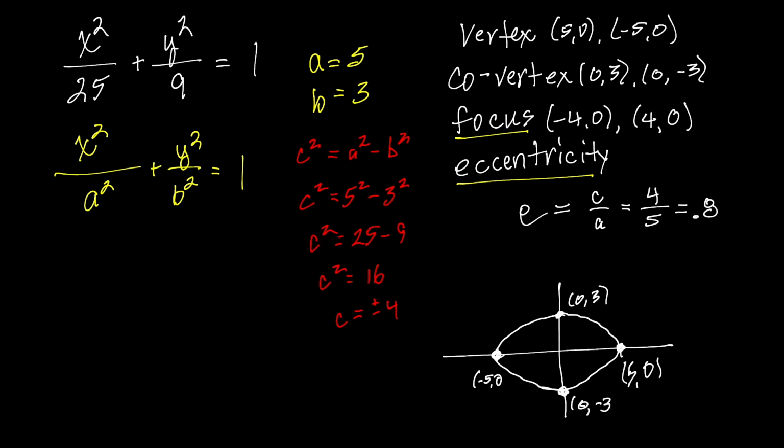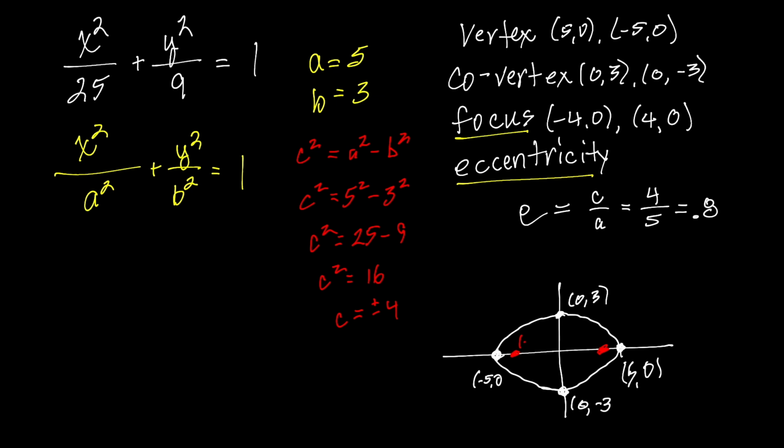But anyway, the next thing we have are the foci. The foci, or focuses if you prefer, are at negative 4, 0 and 4, 0. And those are always going to be on the major axis.